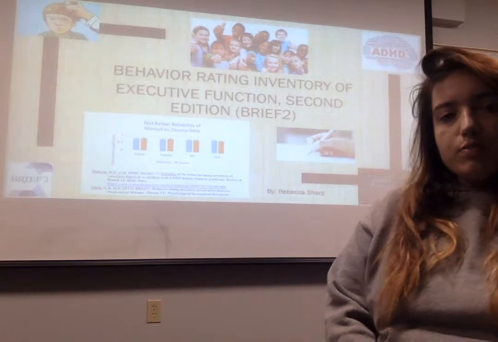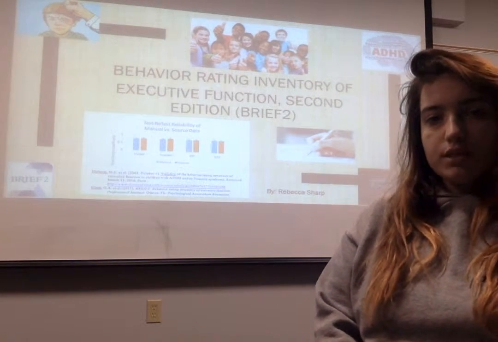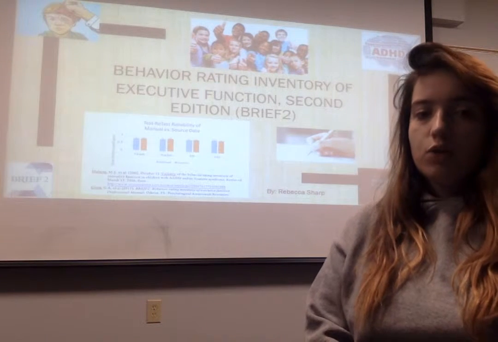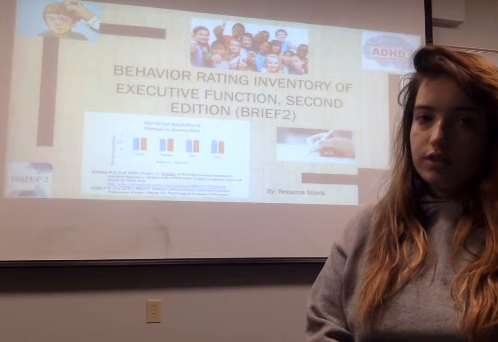The BRIEF 2 is broken down into 3 different forms: the parent form, the teacher form, and the self-student assessment form, which is only completed if the child is over the age of 11.